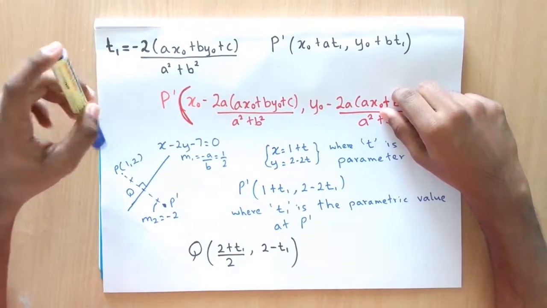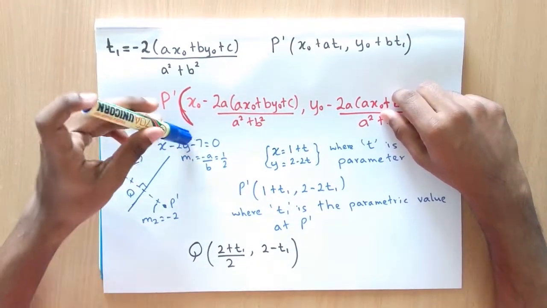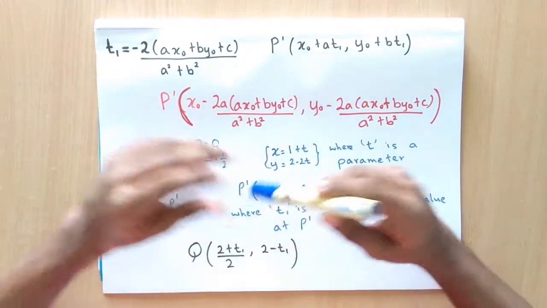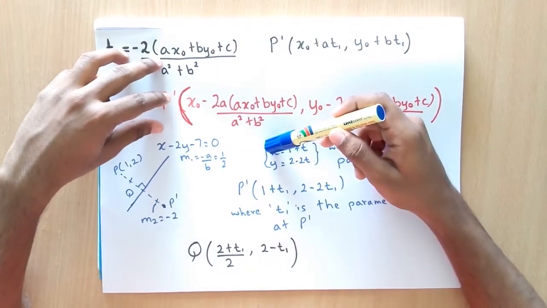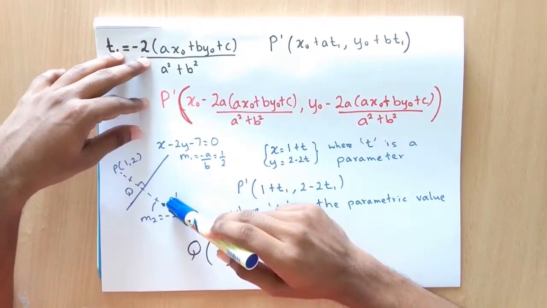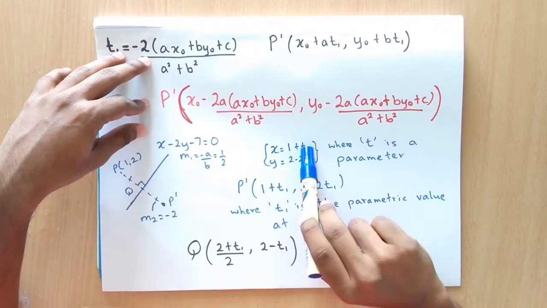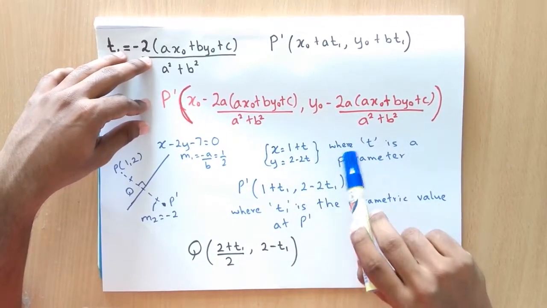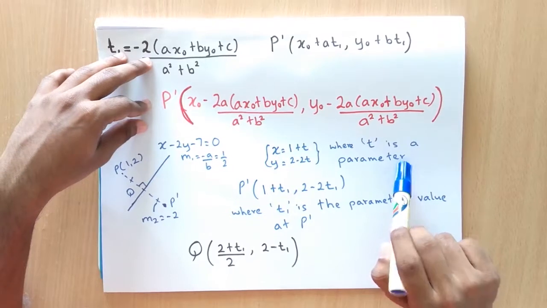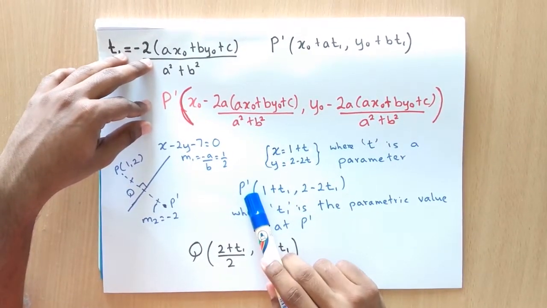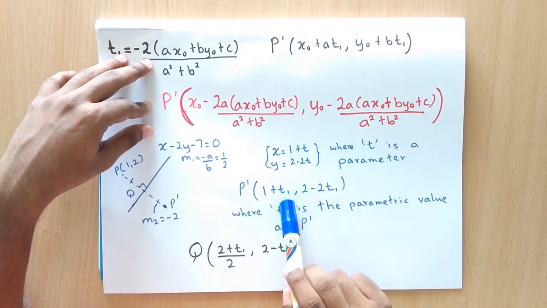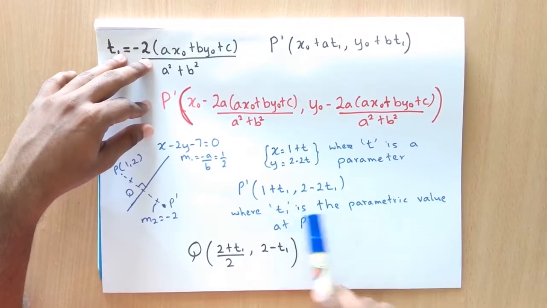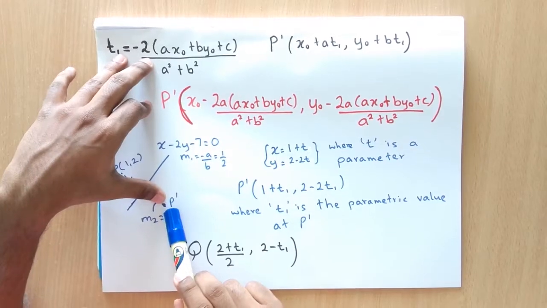So the gradient of this perpendicular line will be b over a, that is minus 2. We know how to find the parametric form of a straight line. So we can represent this line PP dash as x equals 1 plus t and y equals 2 minus 2t, where t is a parameter. So the coordinates of P dash can be given as 1 plus t1 and 2 minus 2t1, where t1 is the parametric value at P dash.